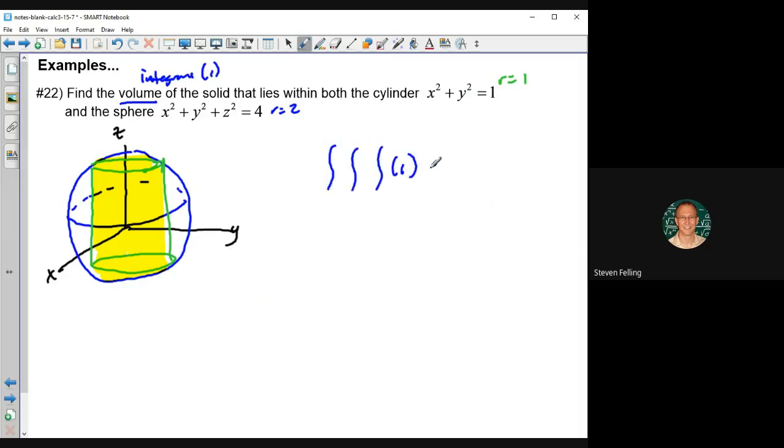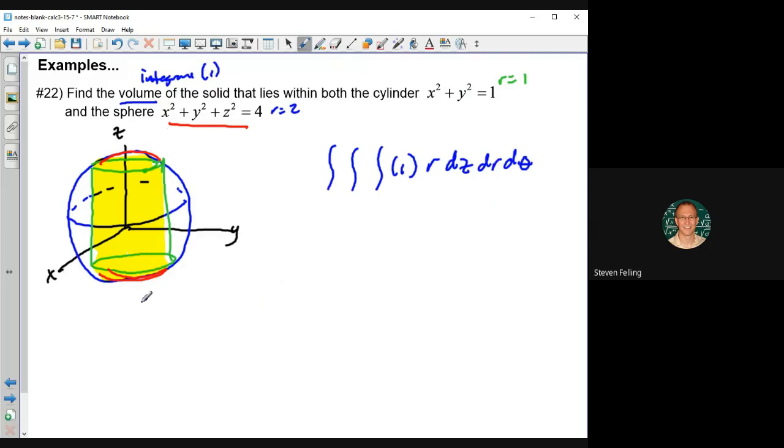And then let's see. The element is going to be r. Well, I think we're going to use polar. I think for sure, or cylindrical. So r dz dr d theta. Okay. And so for the z, we have to go from this boundary down here to this boundary up here, right? So that's established by the sphere. And we want to know where we start and stop in the z direction.